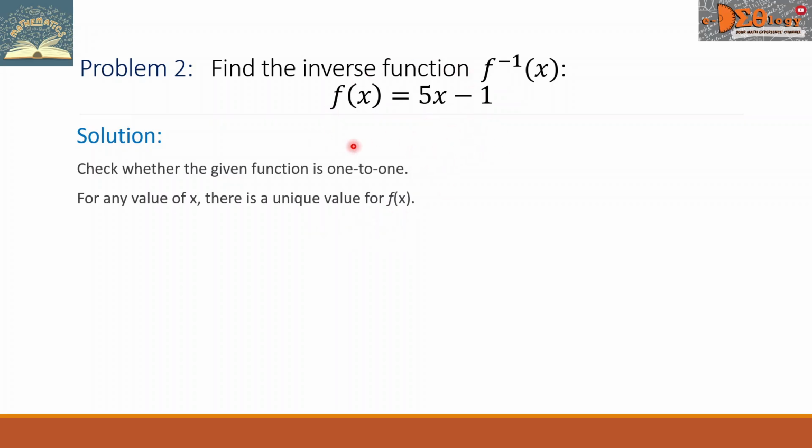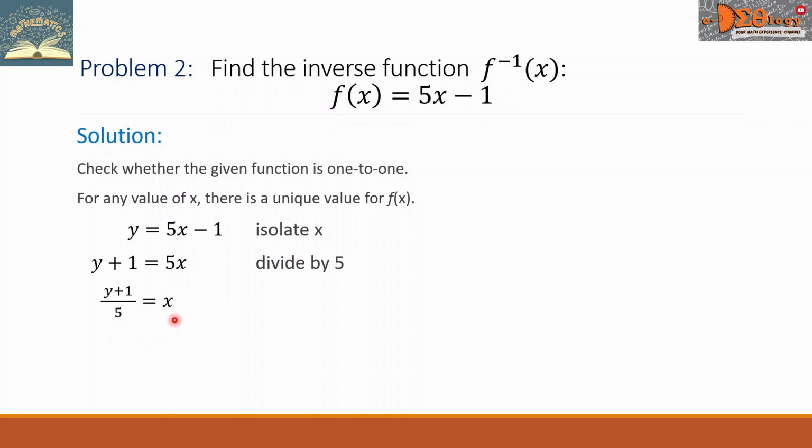Now, we're going to rewrite our function, and we will use y instead of f of x. So we have y equals 5x minus 1. From here, we isolate x. This negative 1 we transpose to the left. So the left side now is y plus 1 equals the right side 5x. Then we divide this equation by the coefficient of x, which is 5. Then we can see the left side is y plus 1 all over 5 equals x.